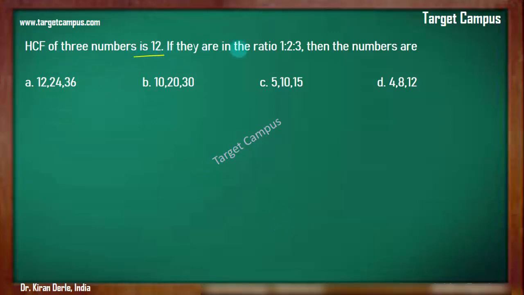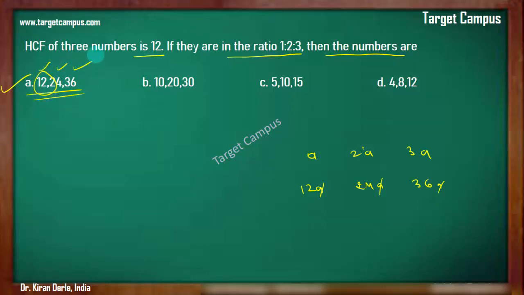HCF of three numbers is 12. If they are in the ratio 1:2:3, then the numbers are, see, HCF is 12. So the ratio is this. Let's say the numbers are A, 2A and 3A, and their HCF is 12. So this can be written as 12A, 24A, 36A. So the numbers would be 12, 24 and 36. Or by using options you can always go. HCF of these three numbers is 12. This is the highest common factor which can divide this and this. I hope this is clear.